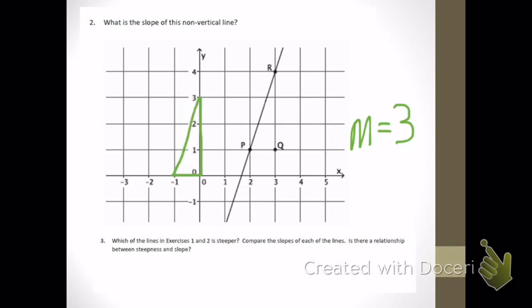And then exercise 3 asks me which of the lines in exercises 1 or 2 is steeper. So you'd want to go back and look at those. And you will notice that the line in exercise 1 is steeper and its slope is 4. So the relationship between steepness and slope is that the steeper the line, the greater the slope.